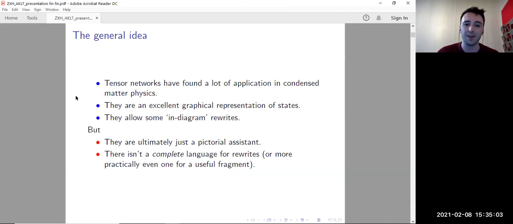And they even have some in-diagram rewrites. That is to say, you can say a couple of tensor networks are equivalent to each other. But in the end, they're ultimately just a pictorial assistant. There isn't a complete language for rewrites or even a sort of practical fragment.